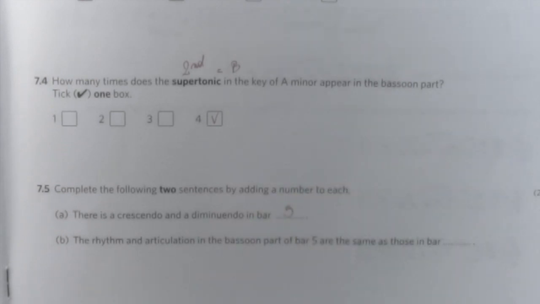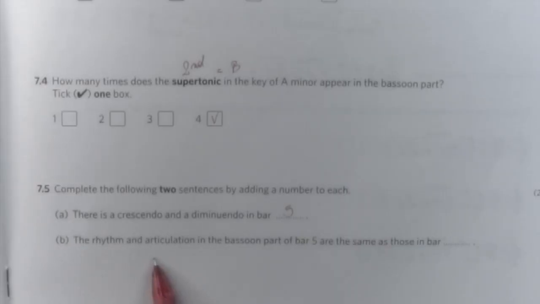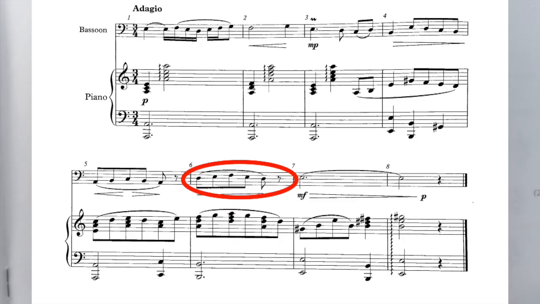And finally, we need to complete the two sentences by adding a number. There is a crescendo and diminuendo in bar 5. Otherwise, we have only crescendo in bars 2 and 6, and we have only diminuendo in bars 4 and 7, 8. The rhythm and articulation in the bassoon part of bar 5 are the same as those in bar 6. It's the same. The rhythm and articulation.